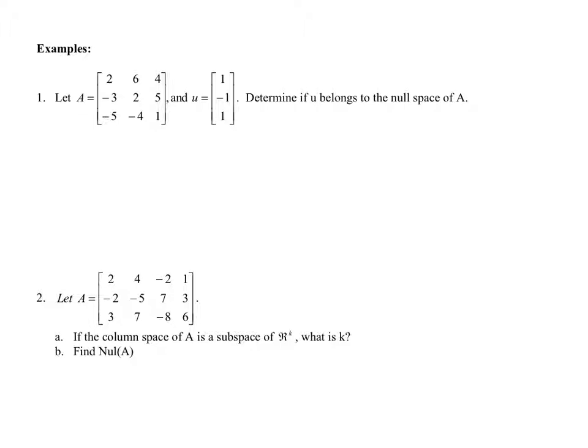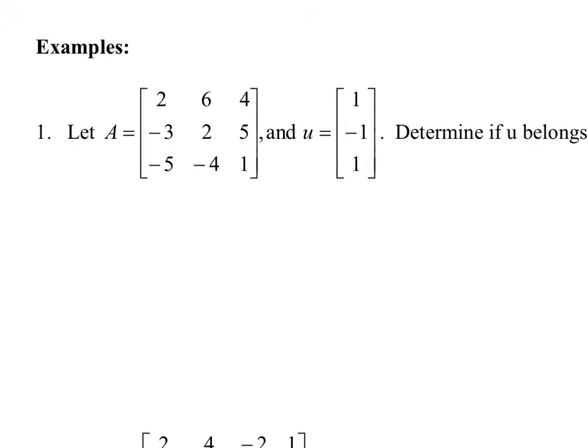All right. So we have A and U, and they're asking us to determine if U belongs to the null space of A. All right. So again, null space is a solution to the homogeneous system. I would need to make a determination of whether or not that falls into that solution. So let's solve the homogeneous system. So AX equals 0.